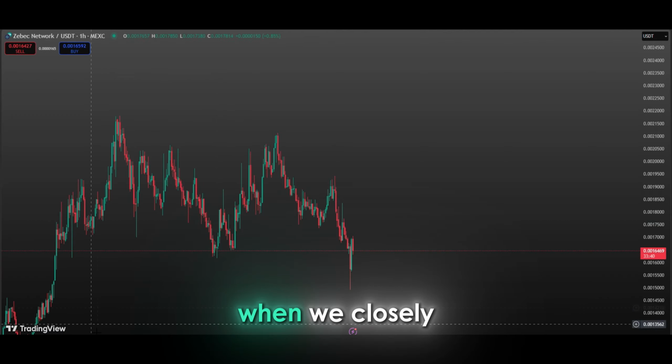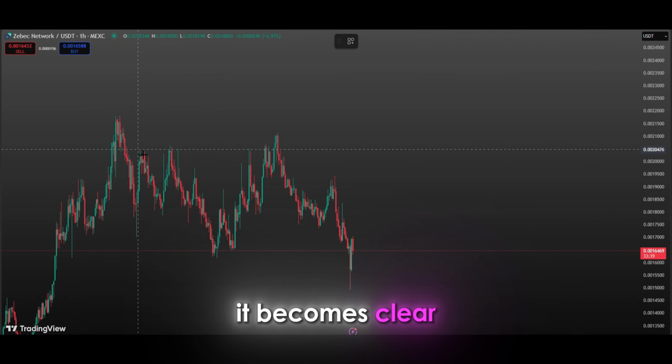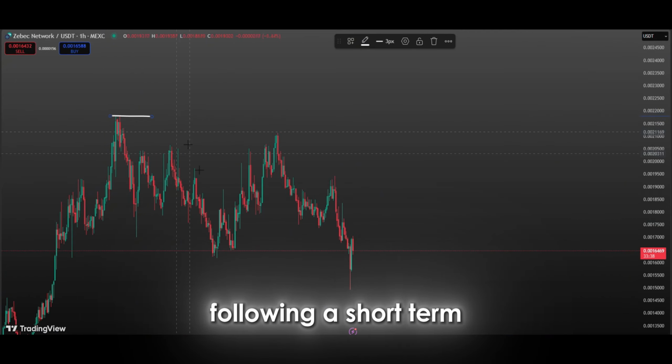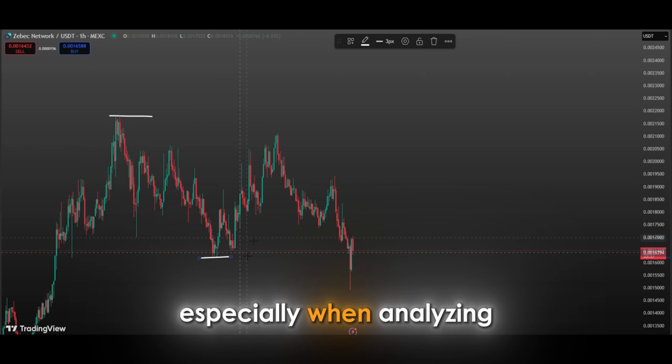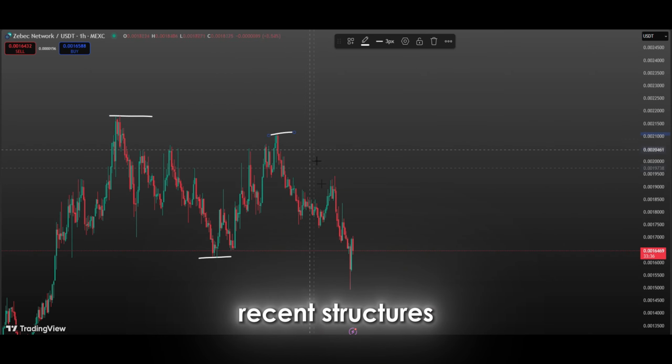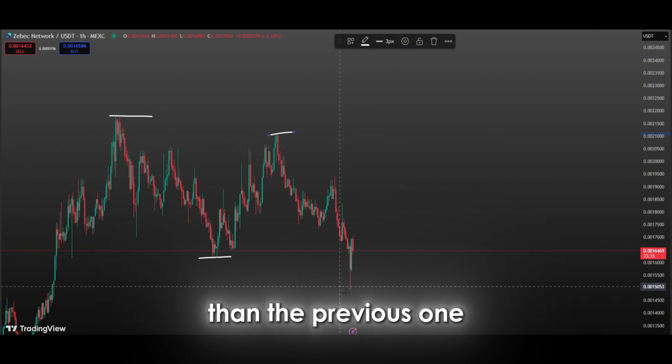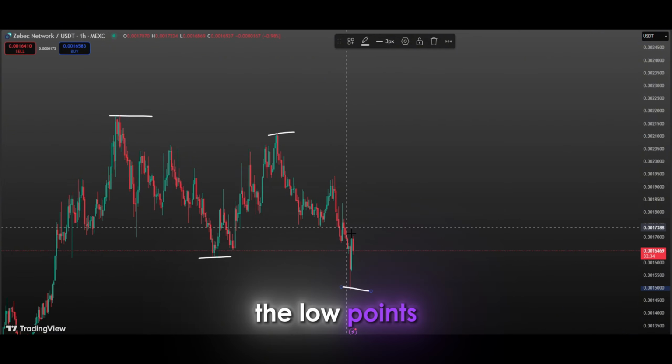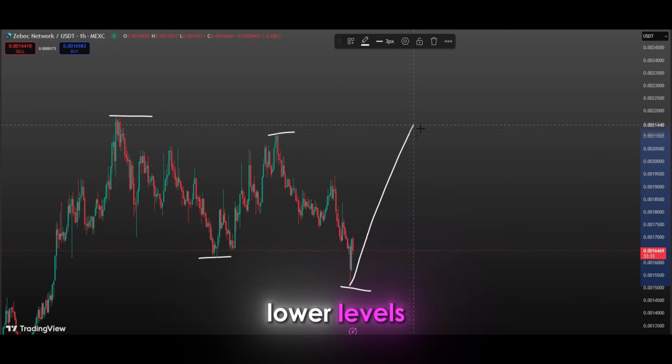Stay tuned. When we closely examine the chart, it becomes clear that price movements are currently following a short-term downward trend. Especially when analyzing recent structures, each new high is forming lower than the previous one, and likewise, the low points are also occurring at progressively lower levels.